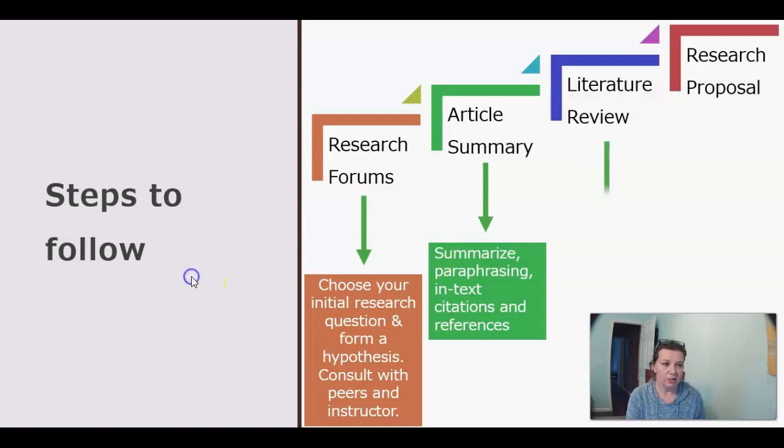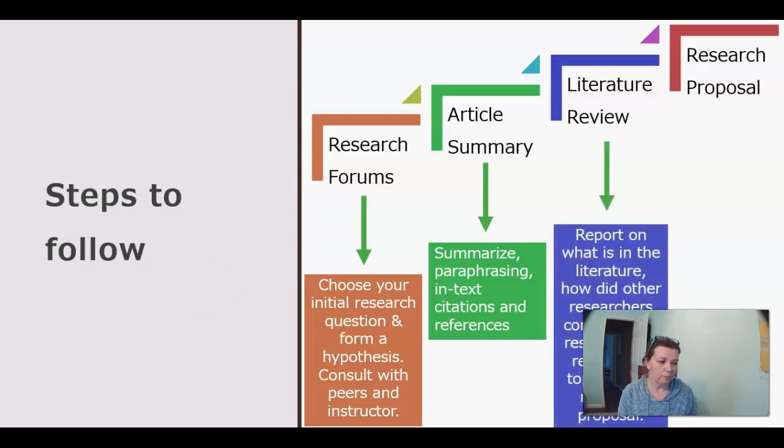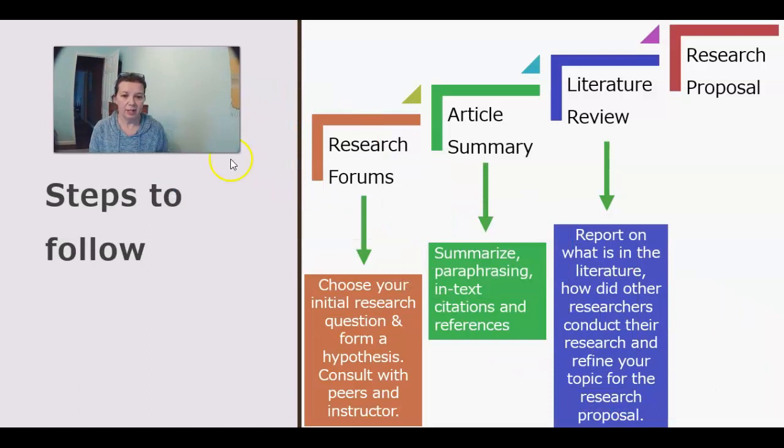The next stage is that literature review. What this is, you're taking multiple empirical studies and looking at the themes on the topic that you've chosen for the semester. And then you're going to summarize that, paraphrase that, and reflect that in your literature review. The more details about that will come as the semester progresses.